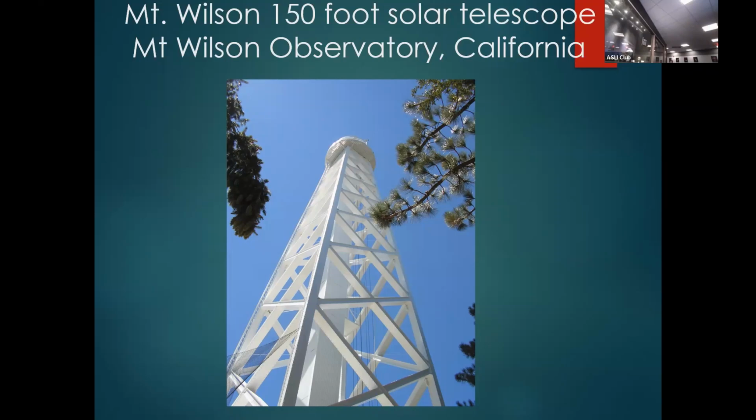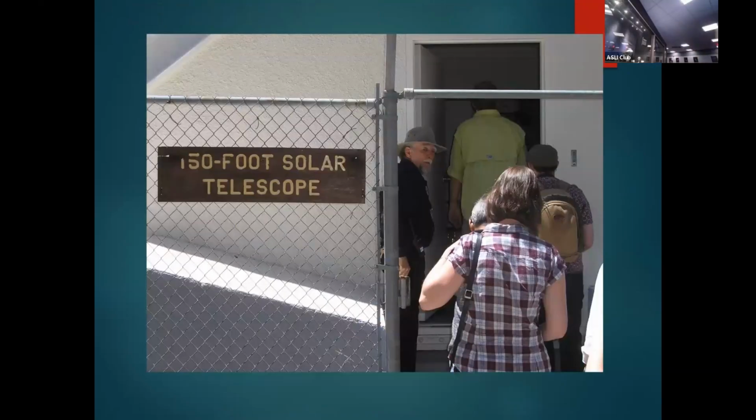Now the next one I visited was Mount Wilson Observatory in California, and this is a 150-foot tower. The mirror is up here, and there's the light beam going all the way down. There's a tour that lets people go into the 150-foot solar telescope, and this is the tour guide. It only takes a few people at a time because it's not a very big place.